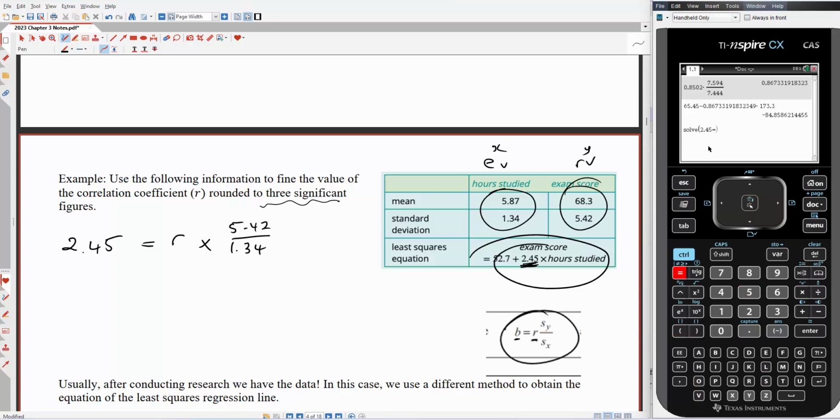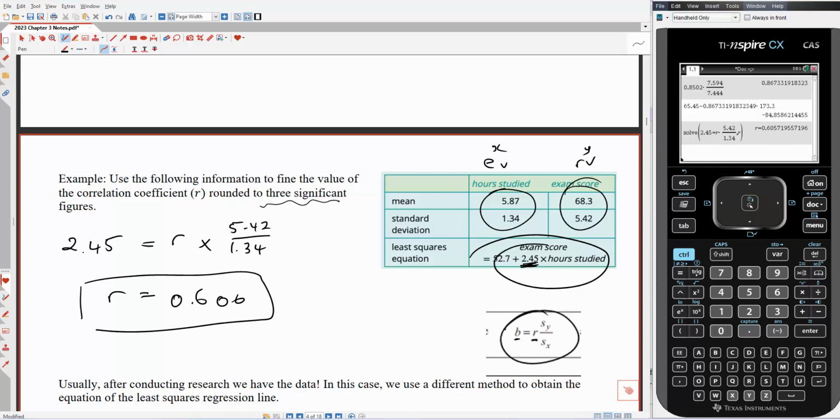2.45 equals R multiplied by 2.45. And we're solving for R in this case. All right, so the R value, Pearson's correlation coefficient, is 0.605. The 6 is significant, the 0 and 5, that's three significant figures, and the 7 suggests the 5 should go up by 1, so 0.606, okay? Which means that this data here must have had a moderate positive correlation.